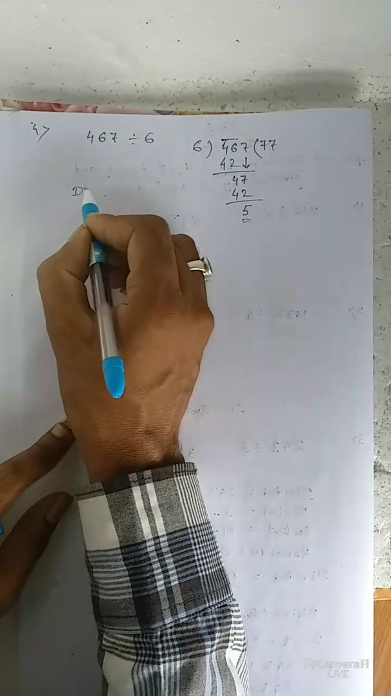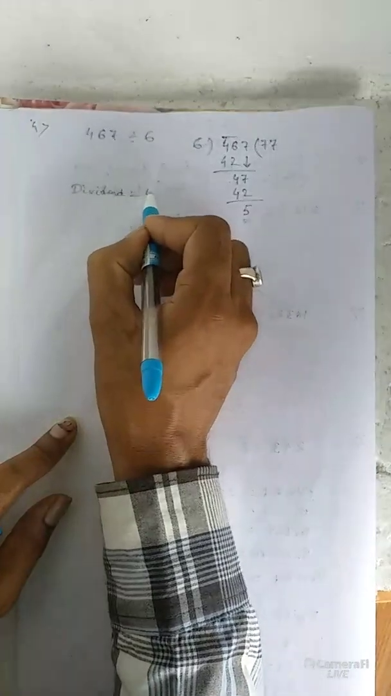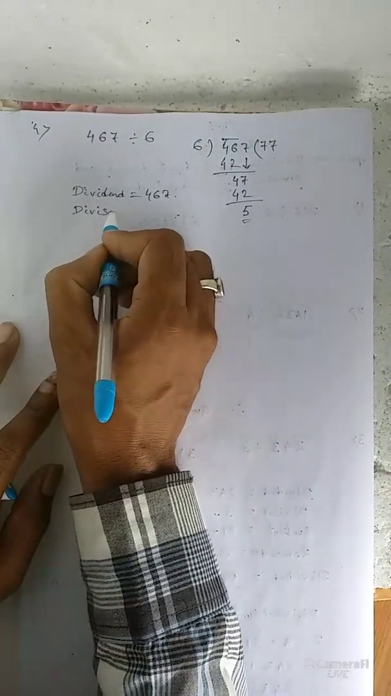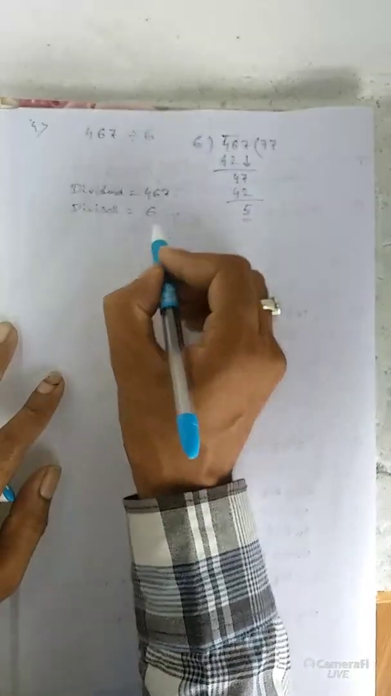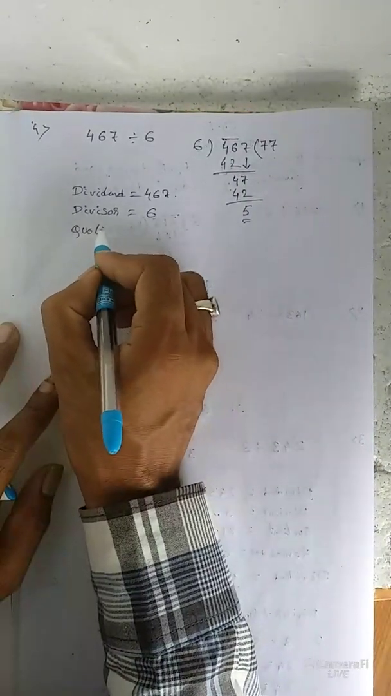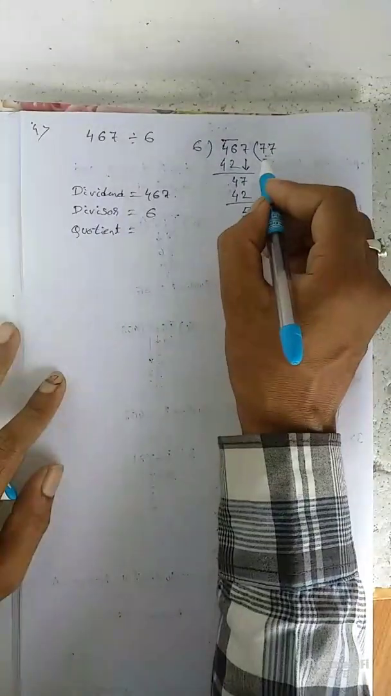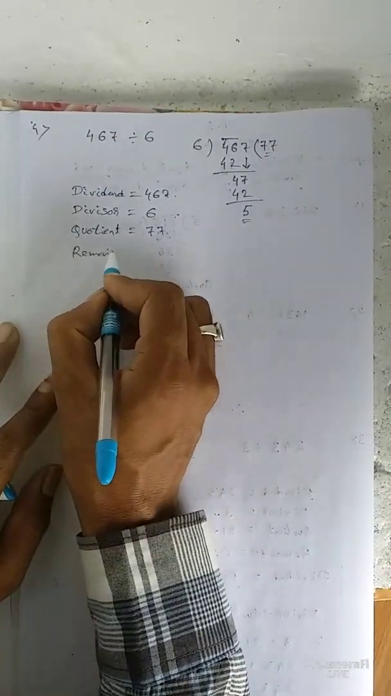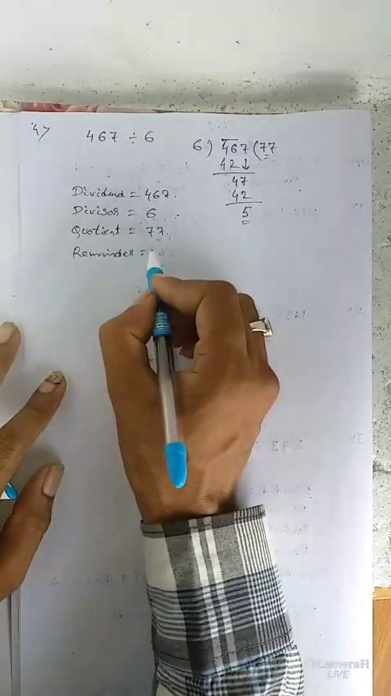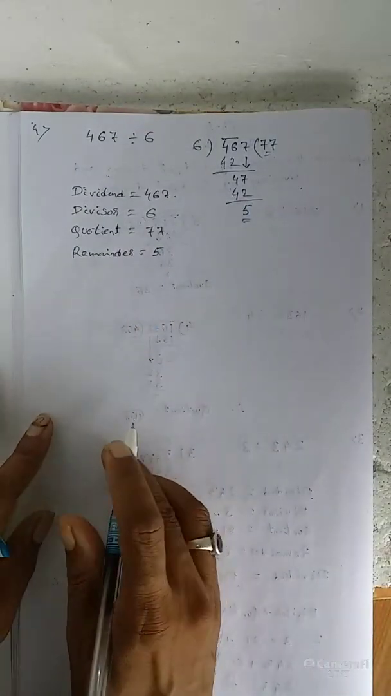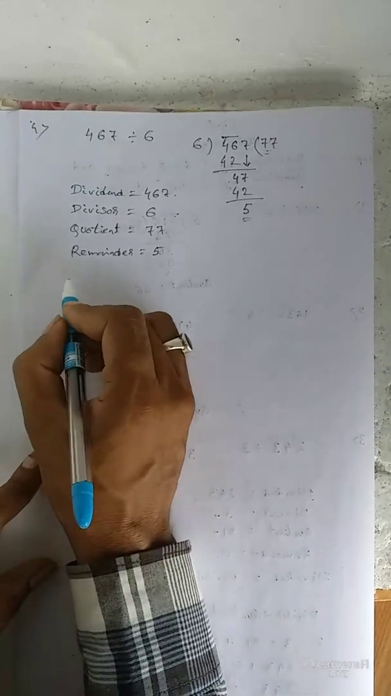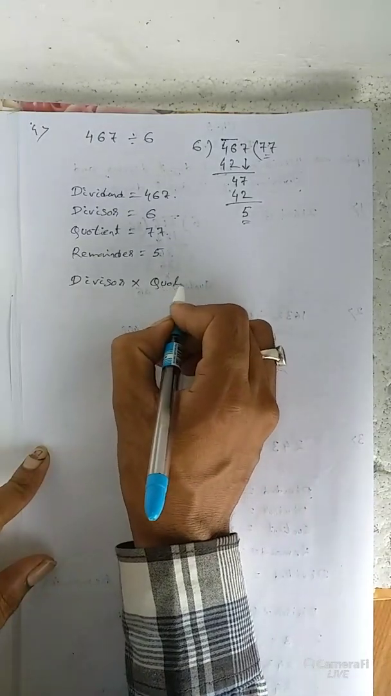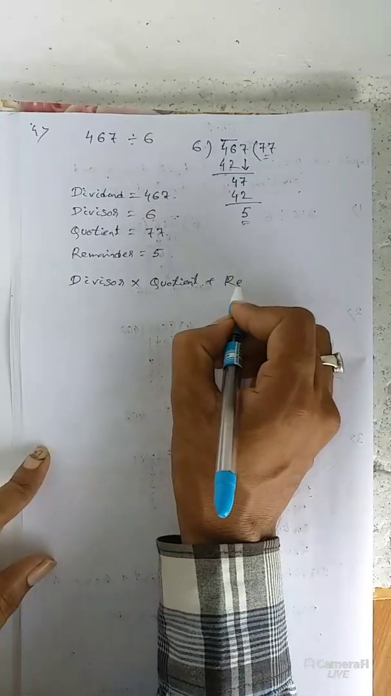So note down here, dividend equals 467, divisor equals 6, quotient equals 77 and remainder equals 5. Now we have to check whether our result is correct or not. For this we will find divisor into quotient plus remainder.